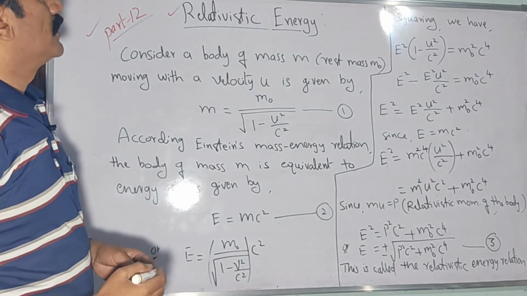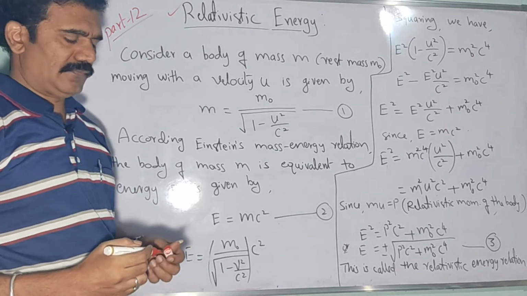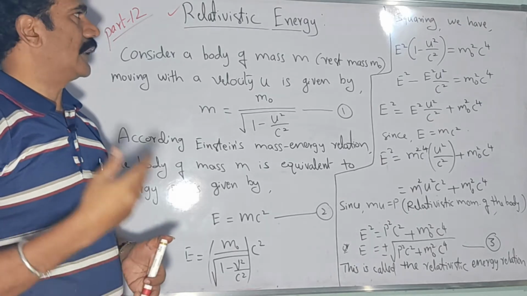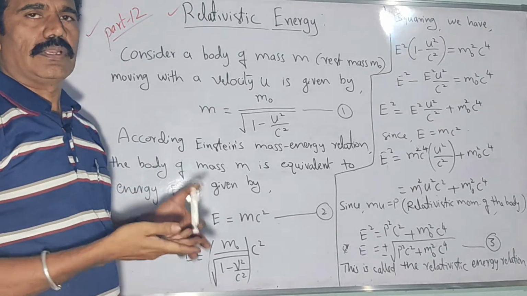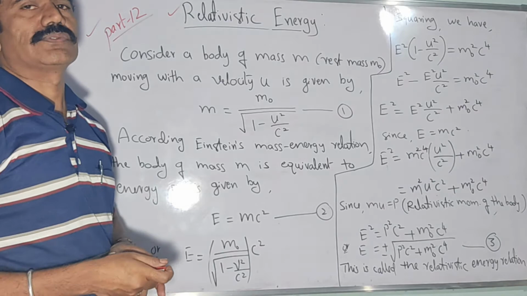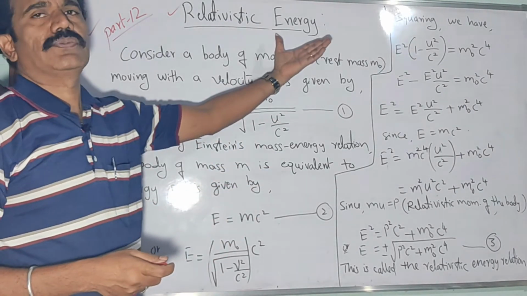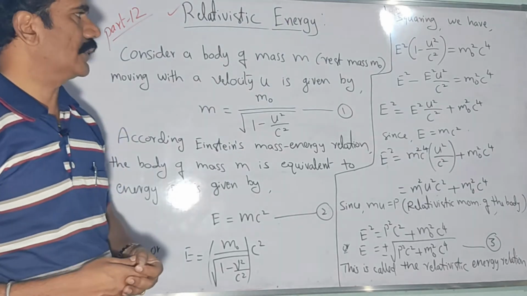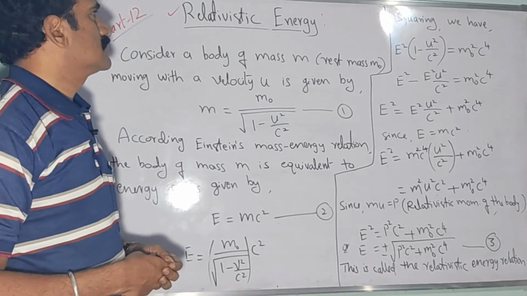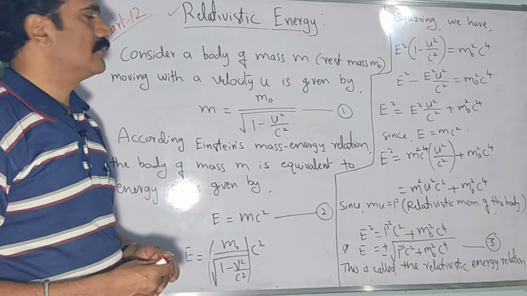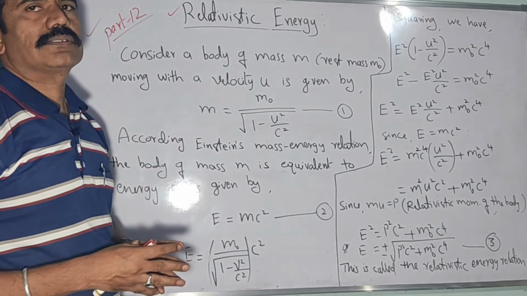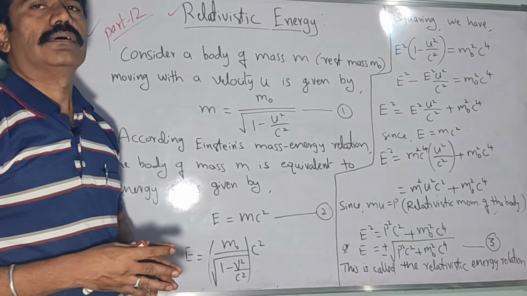See, so many parameters are relativistic, starting from the length, time, mass. In the last video we discussed that even momentum is also relativistic. Similarly, now we can prove that the energy is also relativistic. We can discuss this concept of relativistic energy based on the relativistic mass and Einstein's mass-energy relation.